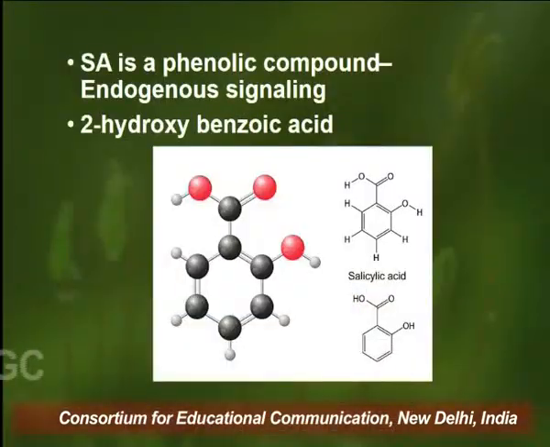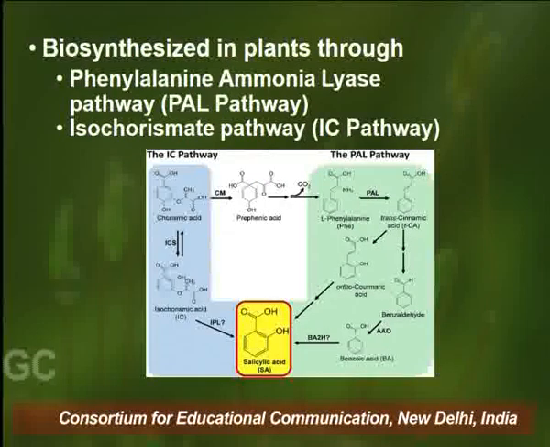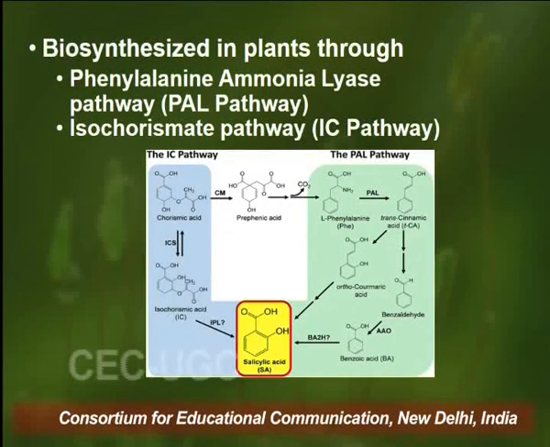Now what is salicylic acid? It's a simple phenolic compound having a very simple structure, and chemically it is known as 2-hydroxybenzoic acid. And this simple molecule is responsible for generation of certain endogenous signals that cause increased immunity inside the plant. Now, biosynthesis of salicylic acid occurs through two major pathways: the phenylalanine ammonia lyase pathway, which is also known as the PAL pathway, or the isochorismate pathway, which is known as the IC pathway.